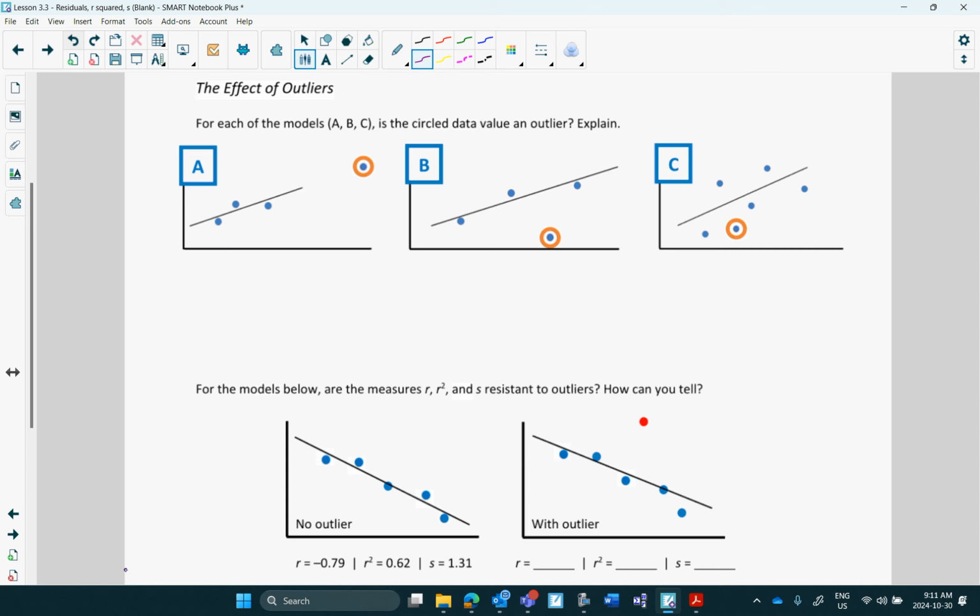What about A? No, because if we extended the line, we would think it would go like that. We can't be absolutely sure. Okay. So, I mean, I'm going to say likely no. That's the data value.